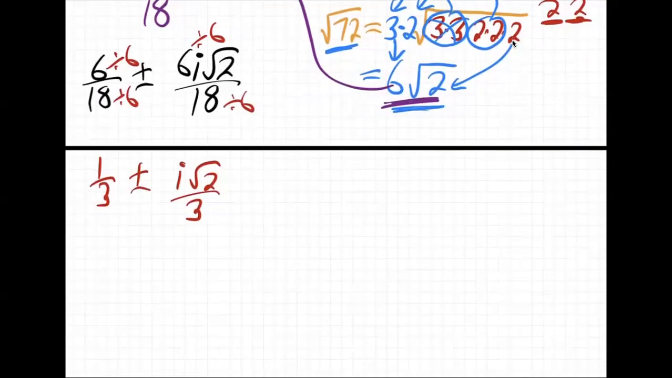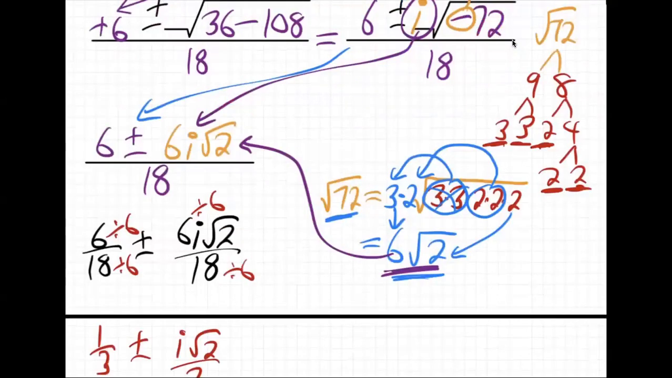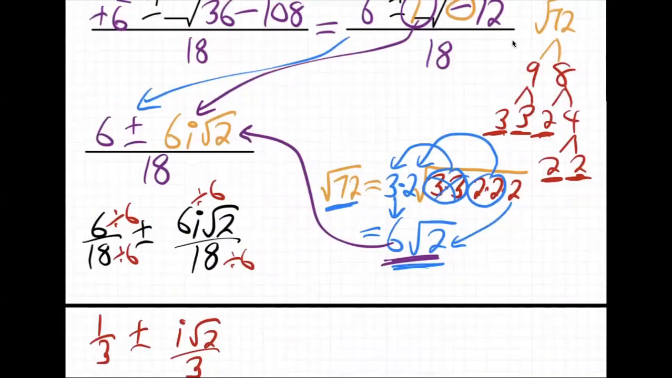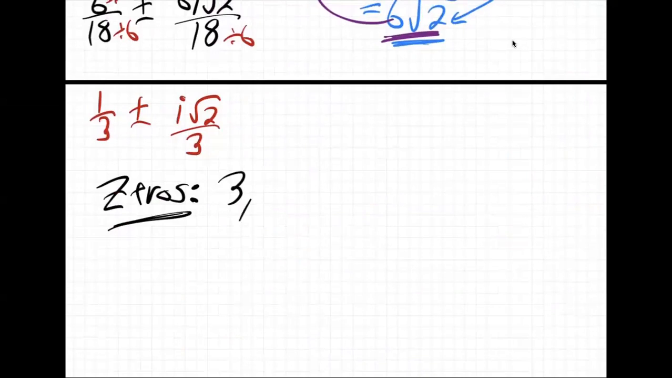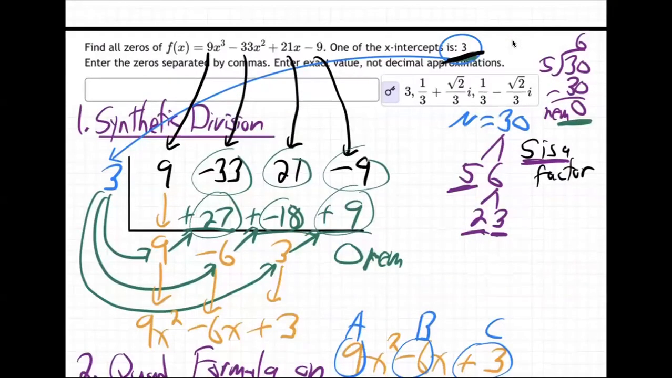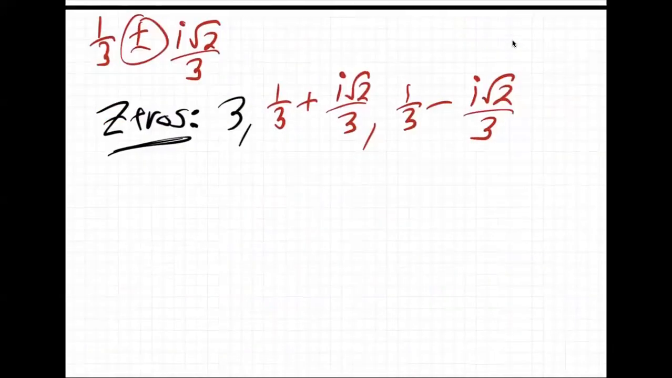So in other words, now we've got it. What are our 3 zeros? The first one they gave us, which was 3, just plain old 3. And then the 2 we just found: 1/3 plus i root 2 over 3 and 1/3 minus i root 2 over 3. I did the plus and the minus options there. Is that what they said? I think they did, 1/3 plus, and they put the i at the back. That's fine. You can put it in the back or the front, whatever.